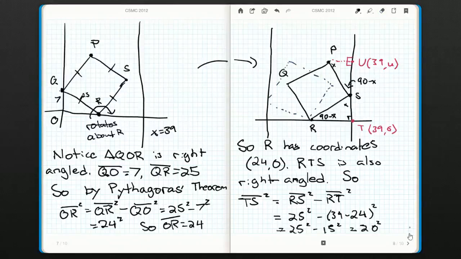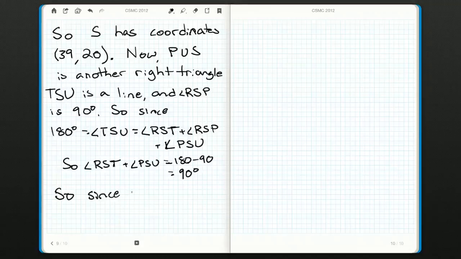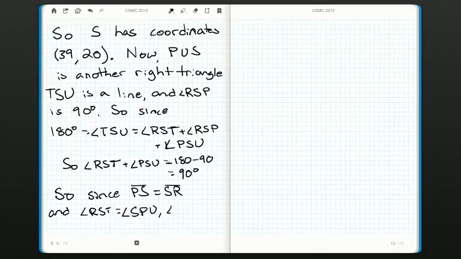Okay, so it's not hard to see that PUS and STR are similar. In fact, since they share a side length, they're congruent. So PS is equal to SR. Angle RST is equal to, what's the other one? It's SPU. Angle RTS is equal to the 90-degree angle. And lastly, angle SRT is PSU.